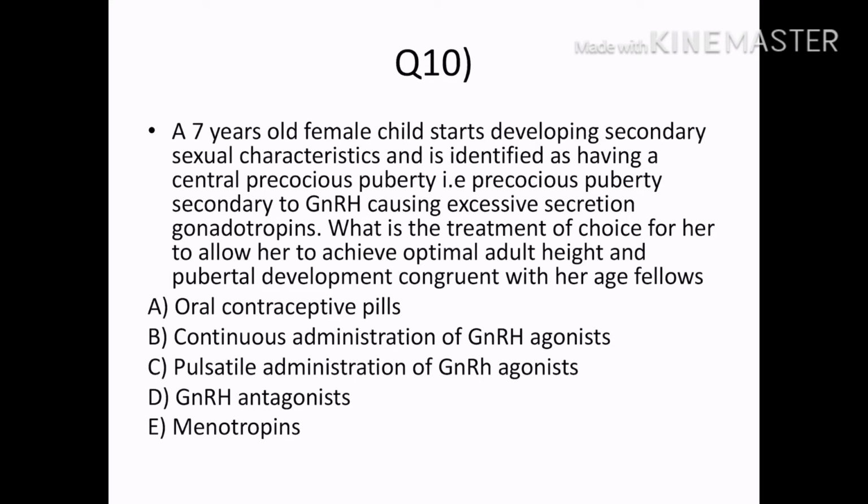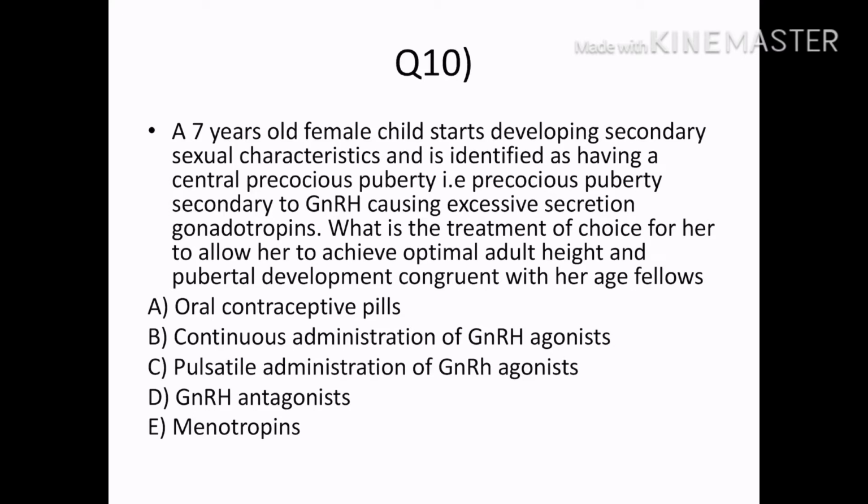Question number 10. A 7-year-old female child starts developing secondary sexual characteristics and is identified as having a central precocious puberty. That is, precocious puberty secondary to gonadotropin releasing hormone causing excess secretion of gonadotropins. What is the treatment of choice for her to allow her to achieve optimal adult height and pubertal development congruent with her age fellows? A. Oral contraceptive pills. B. Continuous administration of gonadotropin releasing agonists. Pulsatile administration of gonadotropin releasing hormone agonists. Gonadotropin releasing hormone antagonists, or menotropins.